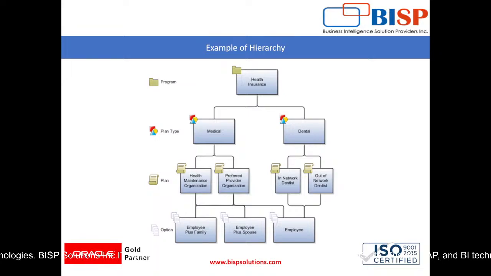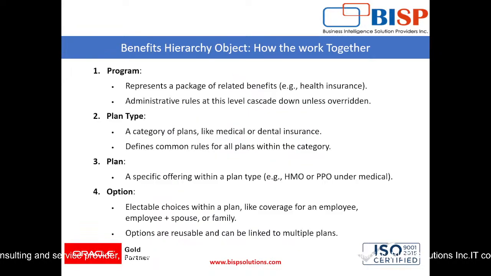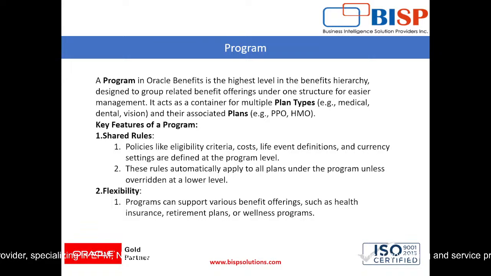So, yeah, this was the example we saw in which health insurance was the program, and inside that there were two plan types, medical and dental, then plans, and options. We also discussed all the levels separately. Today we are going to see what a program is.